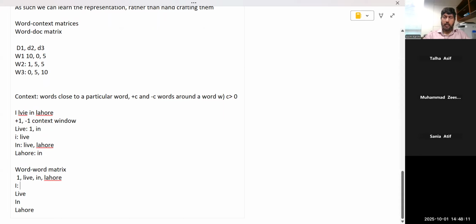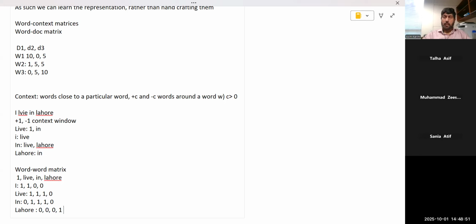सो आई का कॉन्टेक्स्ट, ऑफ कोर्स आई एंड आई वो उसी कॉन्टेक्स्ट में आ रहा है, वन. आई लिव में भी एक दफा आ रहा है. एंड देन ऑफ कोर्स इन में जीरो है, लाहौर में जीरो है. तो लाइव में आई में भी आ रहा है, लाइव ऑफ कोर्स वन है. इन में भी आ रहा है, लाहौर जीरो है. सो इन की मैं बात करूं, जीरो, वन, वन, वन एंड जीरो. एंड लाहौर की बात करूं तो जीरो, जीरो, जीरो एंड वन.